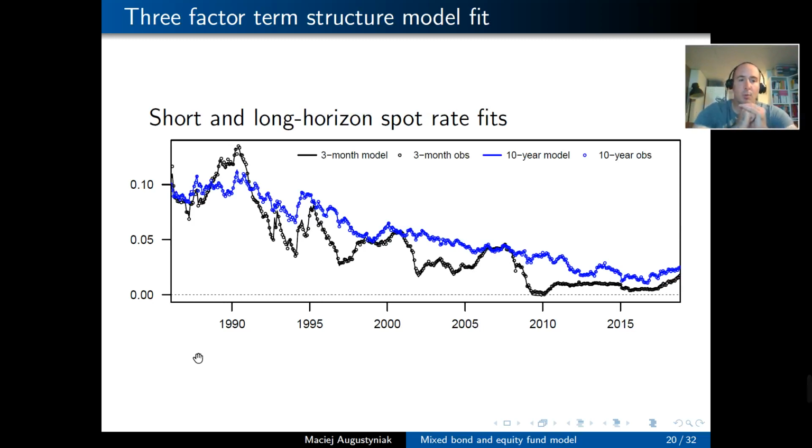For the fixed income, the interest rate portion of our model, we saw that the fit was very good. Here we compared the observed spot rates, both of 3 months and 10 years, to model implied spot rates. The observations are the dots, whereas the model implied rates are the full lines. And we can see that both are roughly identical. So our model provided a very good fit to actual spot rates from the data set. So this was very good.